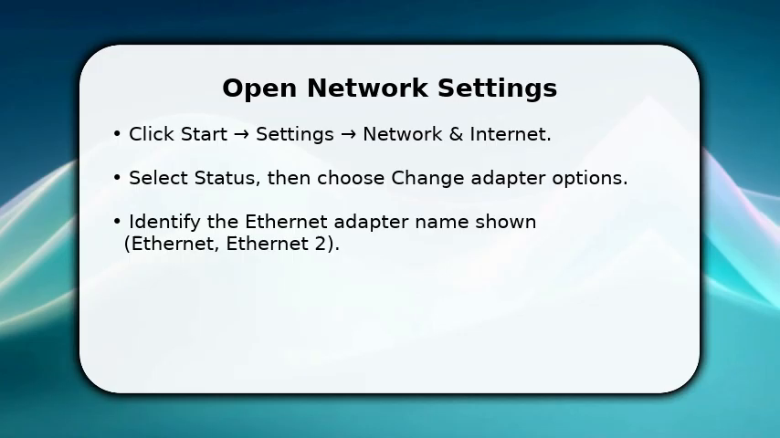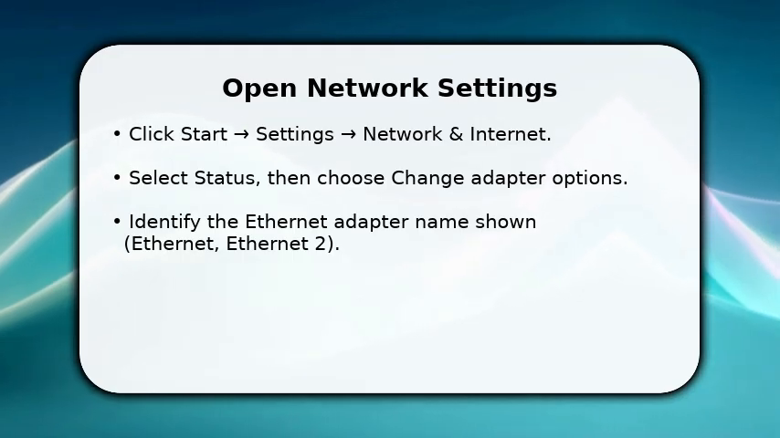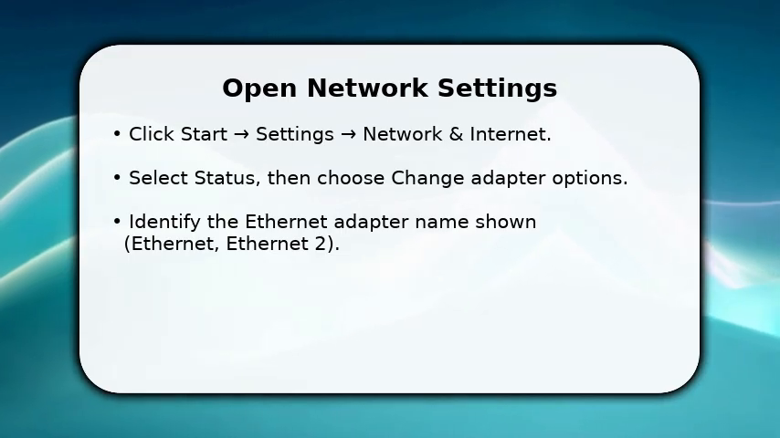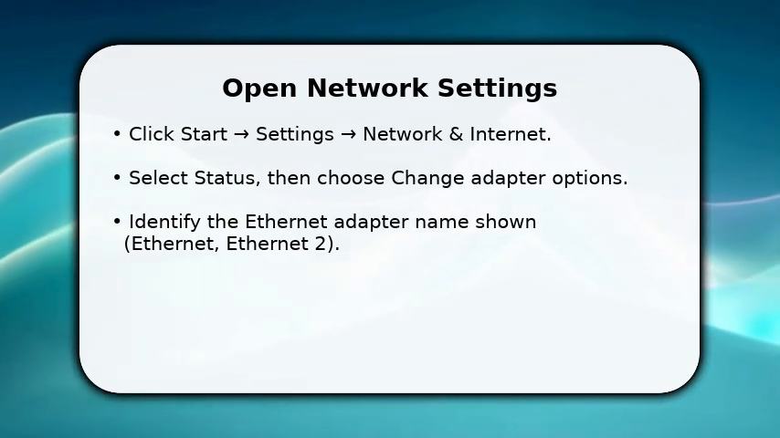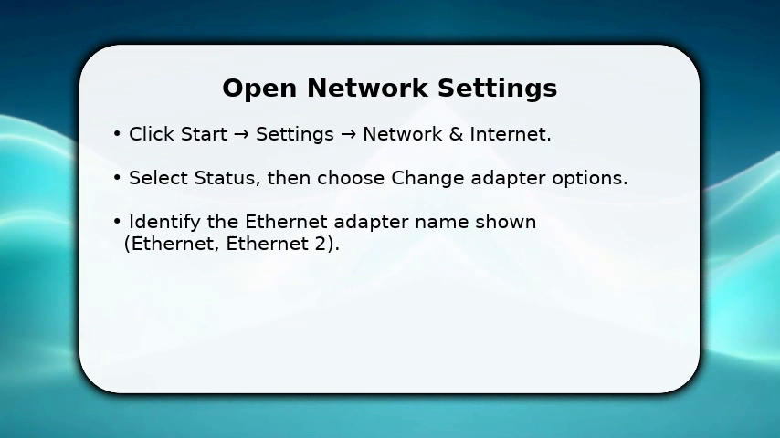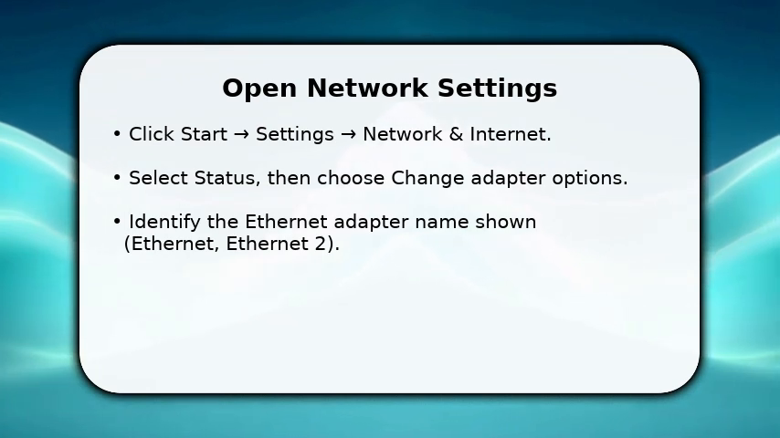That's where Ethernet lives. Make sure you note the adapter name shown, because some systems show Ethernet, Ethernet 2, or a vendor label. You are doing this to safely disable the specific interface. Do not disable Wi-Fi unless you intend to. Now move to the adapter list to act.